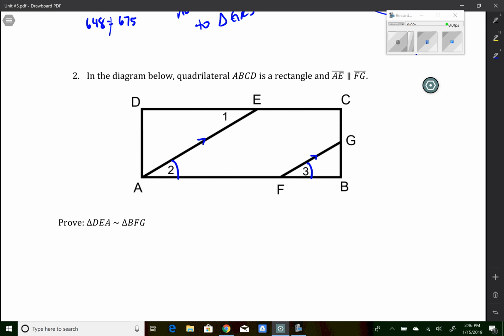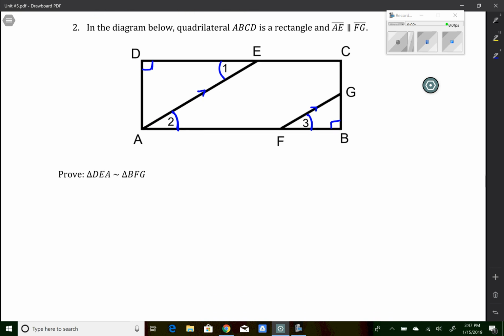It also says that this whole shape is a rectangle. Because this whole shape is a rectangle, I also know angles 1 and angles 2 are congruent because of alternate interior angles, because CD and AB are parallel to each other. So that's giving us one set of congruent angles in the 2 triangles that I want to prove are congruent. The other set of congruent angles are angle D and angle B. Because it's a rectangle, I know I have right angles. Therefore, I have the angle-angle proof postulate.